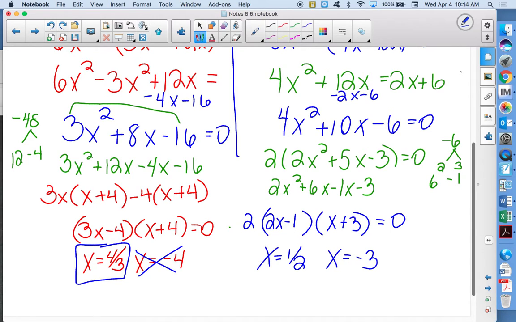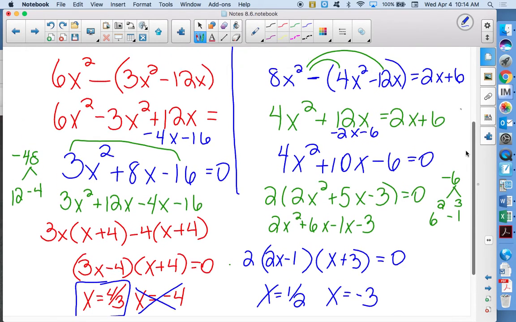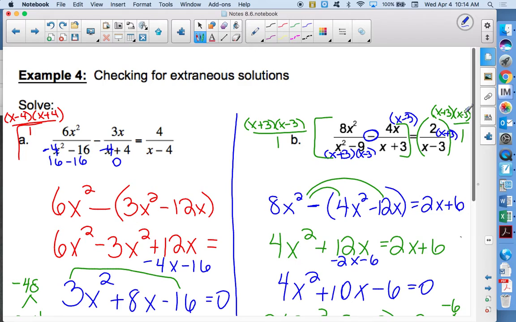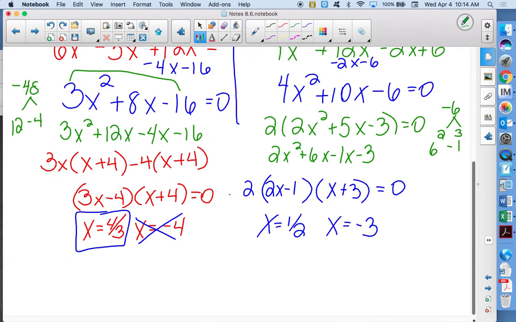So Ryan, is there an extraneous solution? Yes, because negative 3, when plugged into the denominator, negative 3 plus 3 is 0. Right. So if you plug that negative 3 in, negative 3 plus 3 is 0. If it makes one denominator 0, then it is not a solution. So cross off the negative 3, give the 1/2 box. Questions?